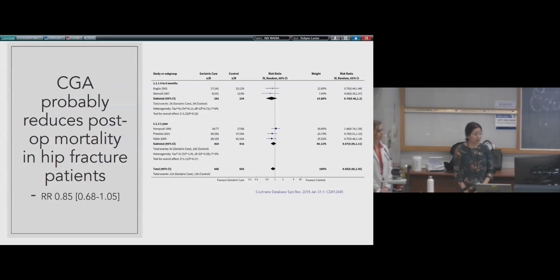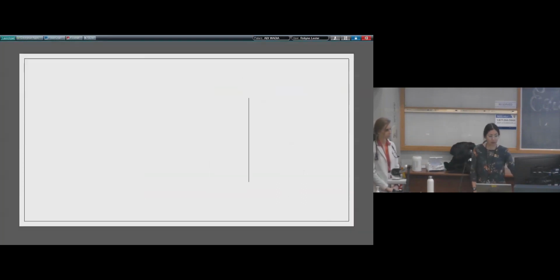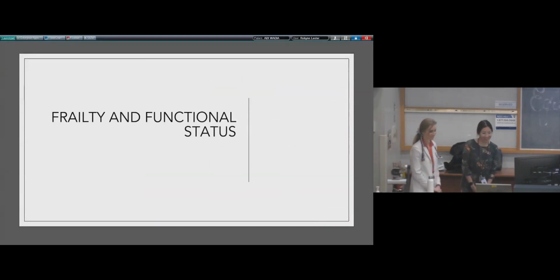I will note that from the 7 studies that were included in this Cochrane review, only 2 of the studies had CGAs that were done pre-operatively, and the rest were with post-operative geriatrics involvement. And we also know that it improves outcomes when it comes to delirium post-operatively, which we'll chat about in a bit, length of stay, the loss of function or time to mobilization is minimized, there's improved pain control, and there's decreased cost to the system. There's various studies that have looked at these markers, which are cited in the corner below. So I'm going to switch gears and hand it over to Robynn to talk about frailty and function.